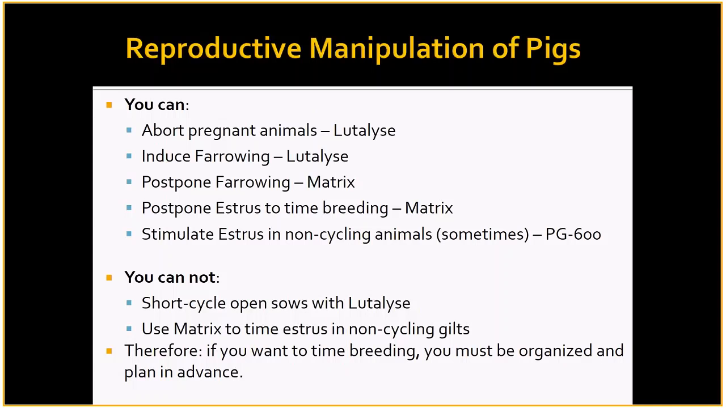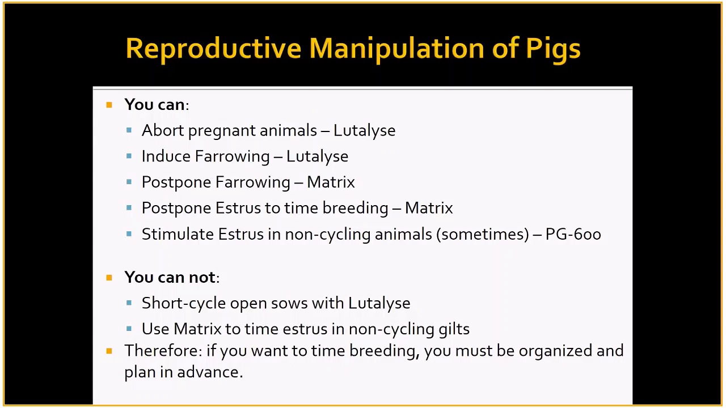You can abort them using Lutalyse. You can induce farrowing using Lutalyse. You can postpone farrowing using Matrix. We can postpone estrus, time to breeding, with Matrix. We can also stimulate estrus in non-cycling animals, for the most part, with PG600.